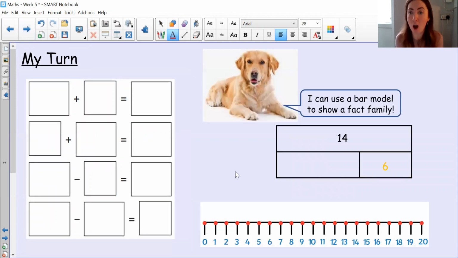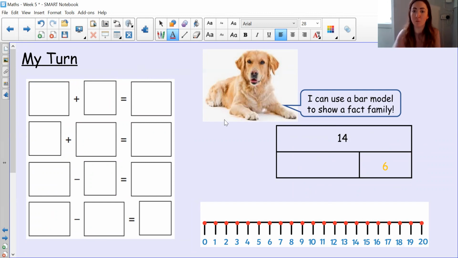So this time, instead of having a part whole model, we've got a bar model. And remember, bar models are just a slightly different representation of a part whole model. So the whole number is the long bar that covers the whole length of the bar model. And then the 2 parts can either be underneath like this one, or they can be above. Just like in a part whole model, they can be in different positions. And those are the 2 parts that add together to make the whole. So this time we have been given the whole number 14, and we've been given one of the parts, 6. So we need to work out what this other part is before we can start filling in the fact family.